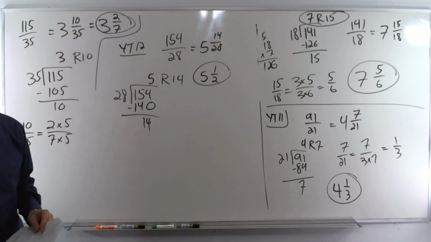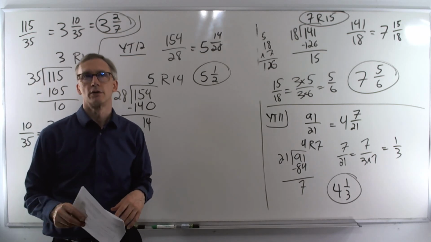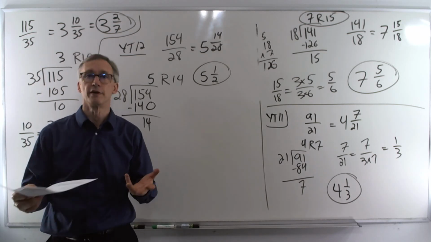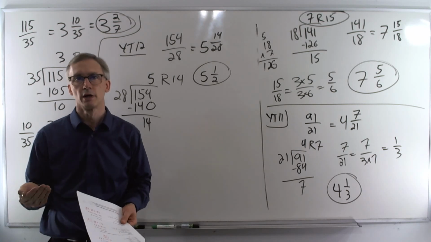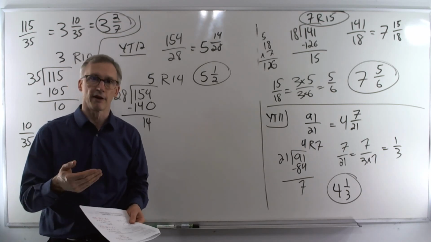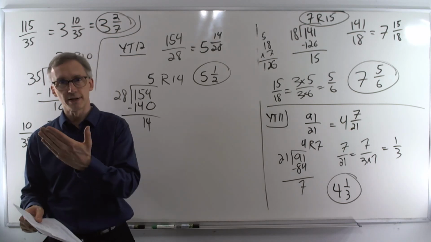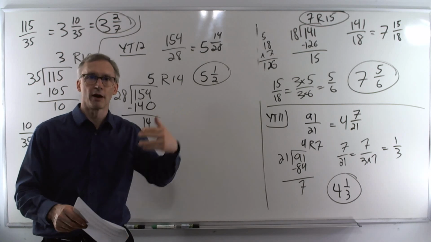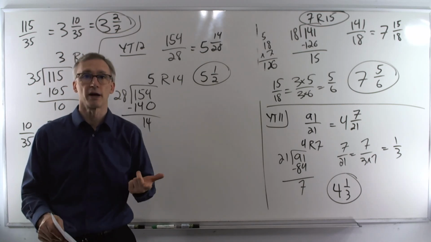Now it's important to be able to convert between these because the different types of fractions are appropriate for different situations. If we're going to do more mathematical operations, then we should leave it as an improper fraction. Because in order to do more operations, if we convert it to a mixed number, we're going to have to convert it right back to an improper fraction because improper fractions are required for doing things like multiplying and dividing.